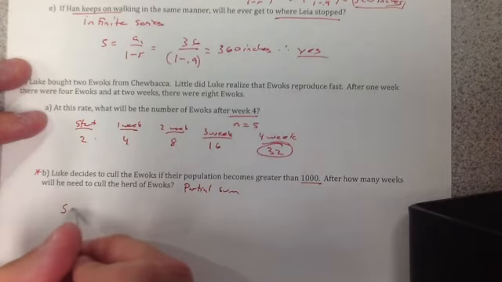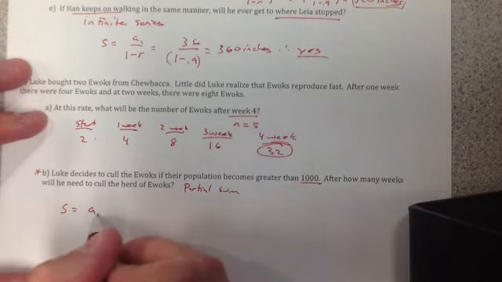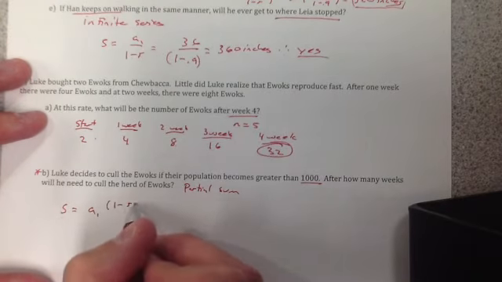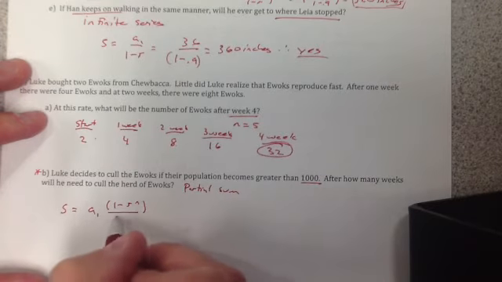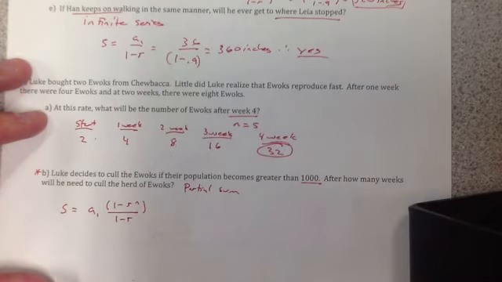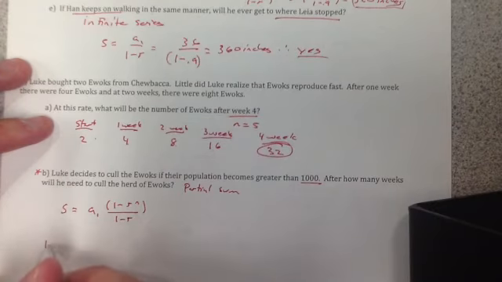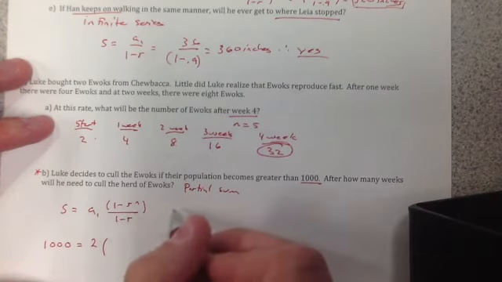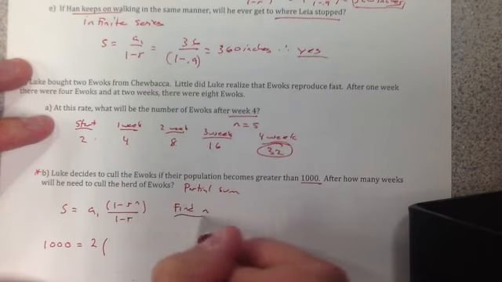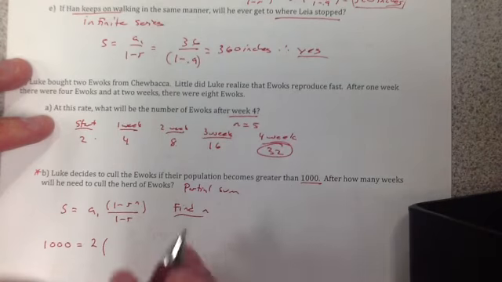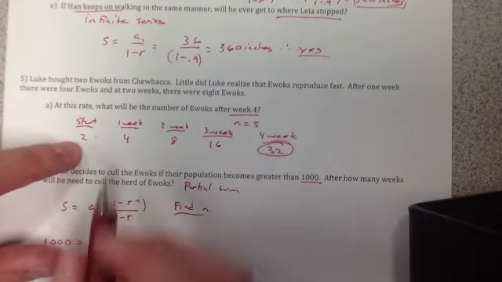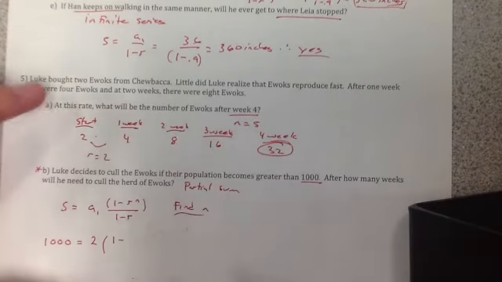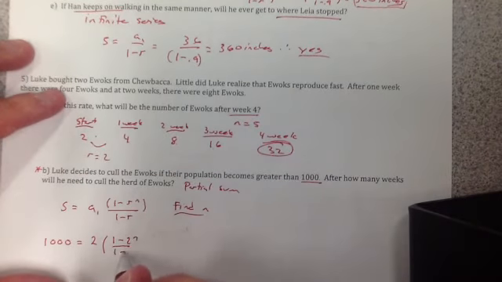It says this: to get the sum, it's the first term times 1 minus r to the n over 1 minus r. So we know that the population we want is 1,000. We know the initial population is 2. We even know r. The only thing we're looking for is n. We need to find n, the number of days, or weeks in this case. We get 1 minus r, we know r is 2, because it's a common ratio. 2 to the n over 1 minus 2.